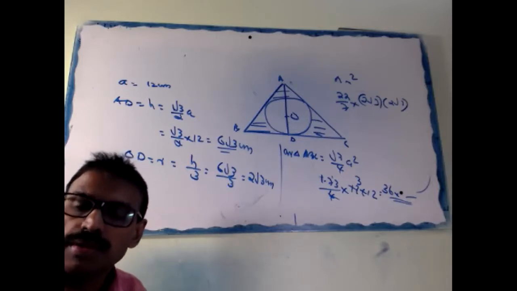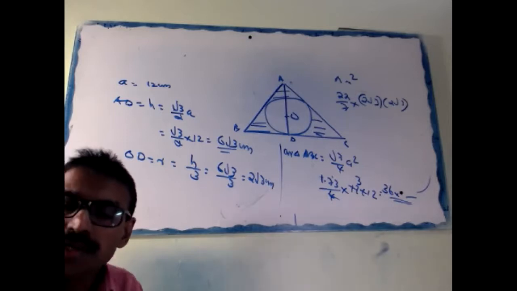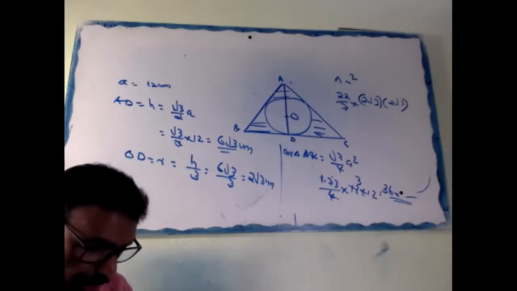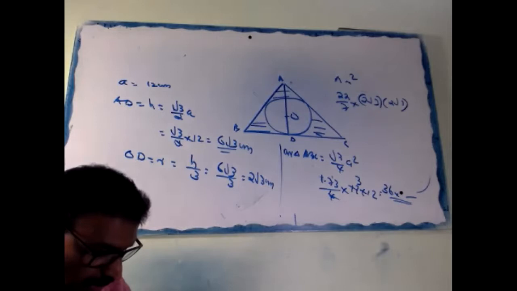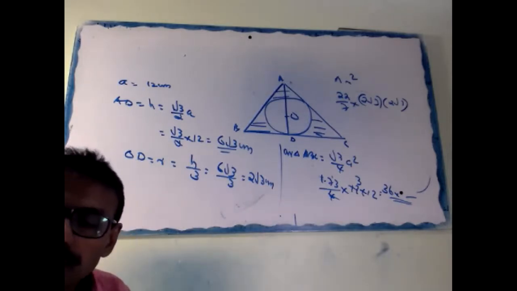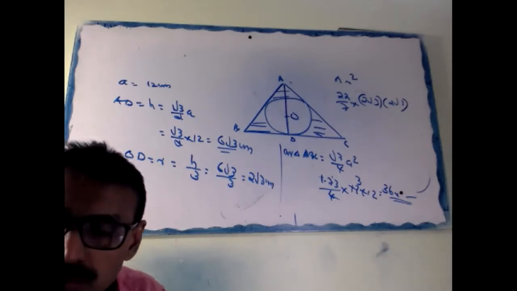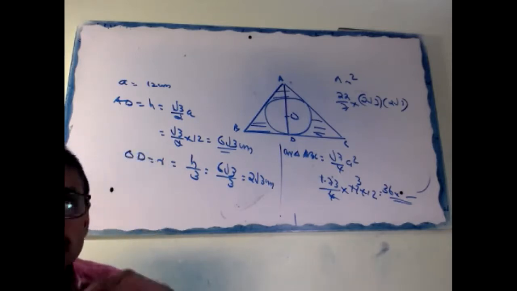Okay, finish. So final answer is that 24 point something. 24.638. 24.6, okay, no problem. That depends on root 3. Radius is 2 root 3. Okay, complete first.